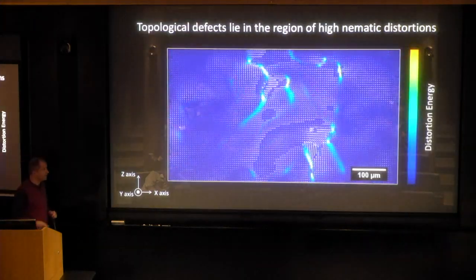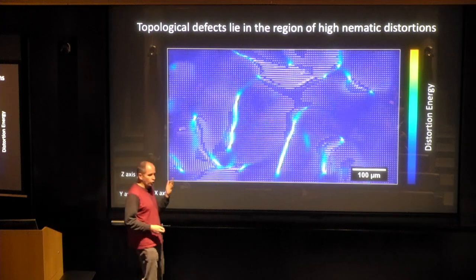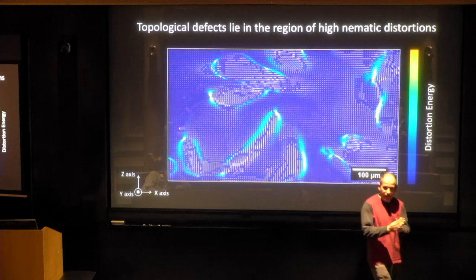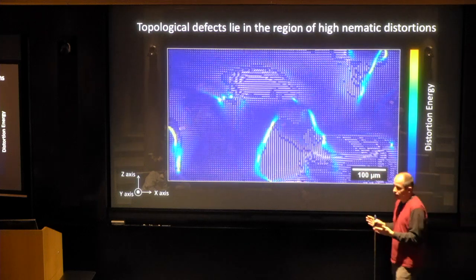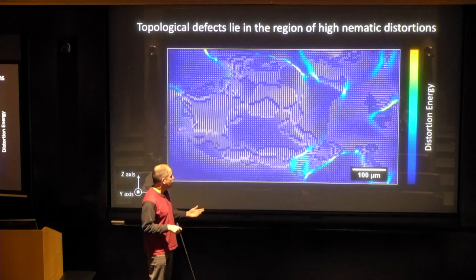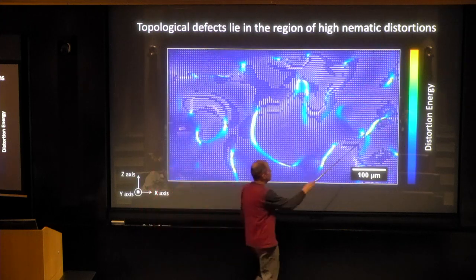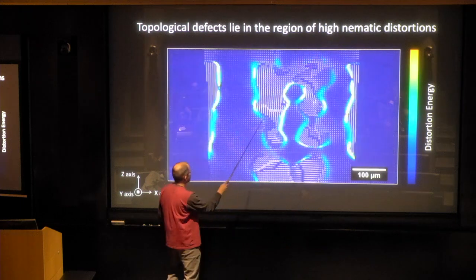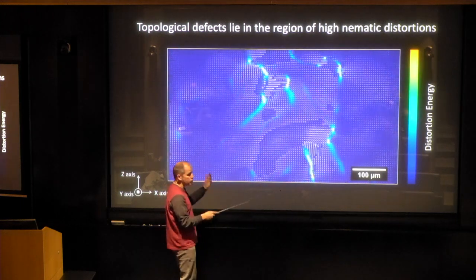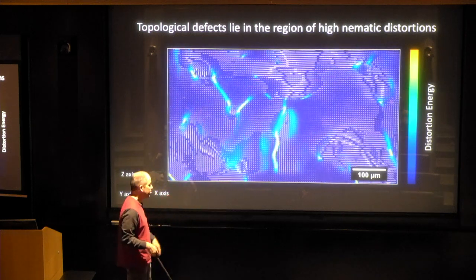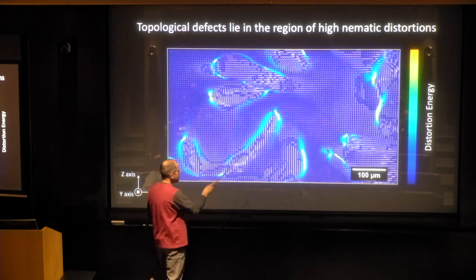All right, so the next thing that we do is we plot the distortion energy, right? So you have a director field. If all of the rods are aligned along the same direction, the distortion energy is going to be very low. Where the distortion is very large, that's indicated with these yellow lines, right? So that's the large distortion energy, and you can see where you have these rapid variations of the director field, which would indicate maybe presence of some kind of defect. Those are these yellow lines, right?